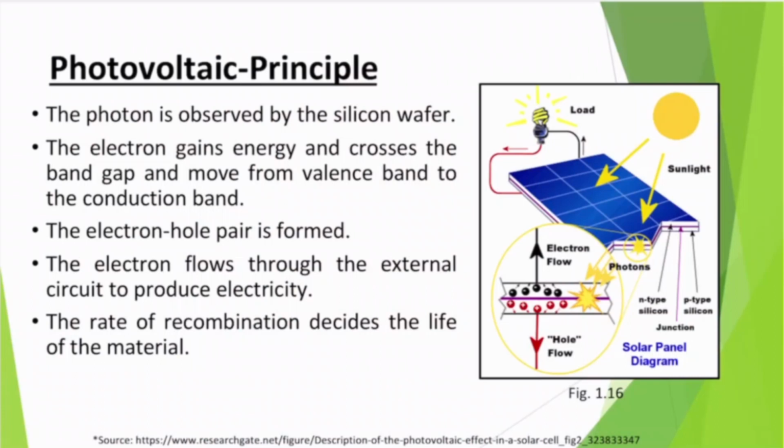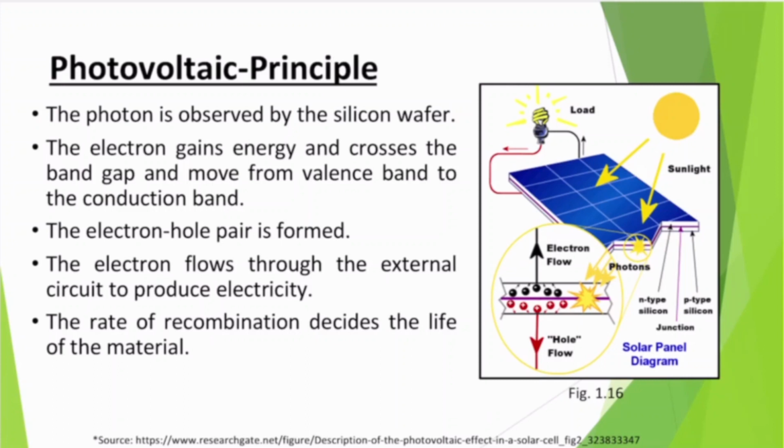Now, the basic principle you can understand better from the right hand side diagram. The sunlight falls on your silicon wafer, and once it falls, the photon is absorbed, and the electron gains energy, crosses the band gap and moves from the valence band to the conduction band. Once that cycle is complete, the electron hole pair is formed. The electron flows through the external circuit to produce electricity. The rate of recombination decides the life of the material.